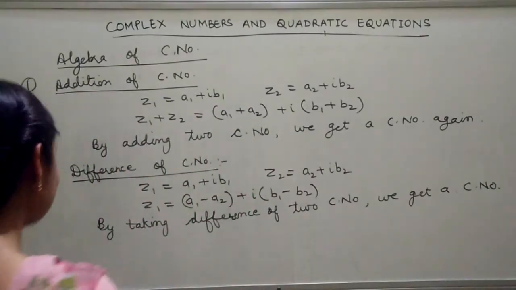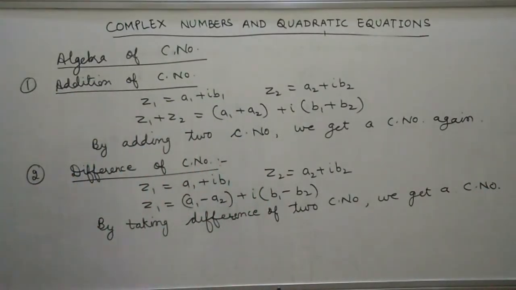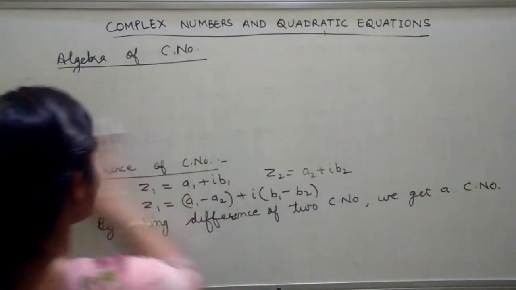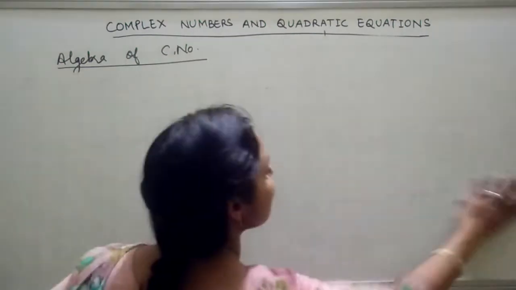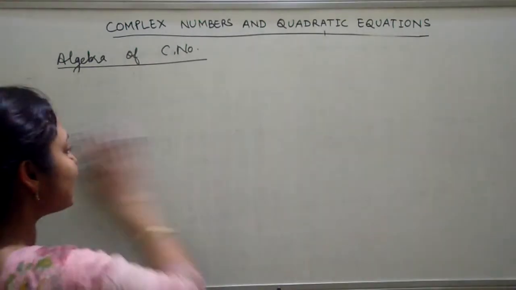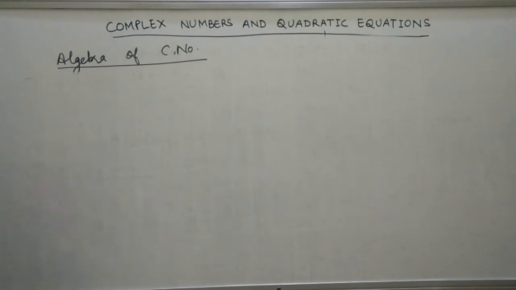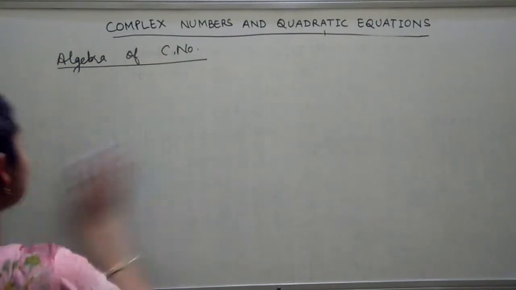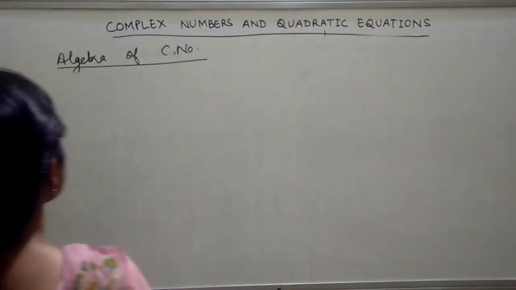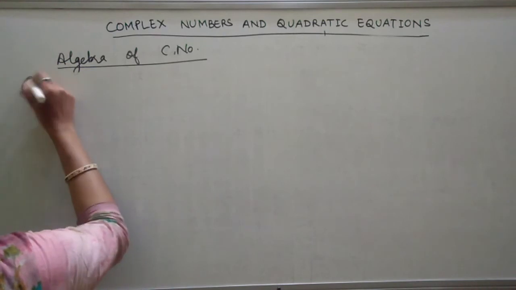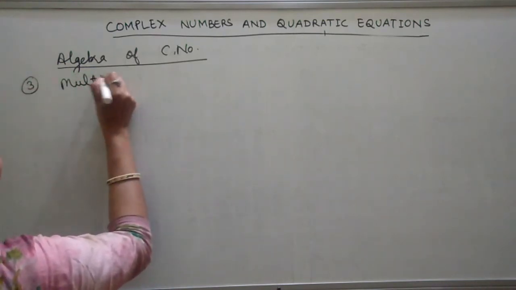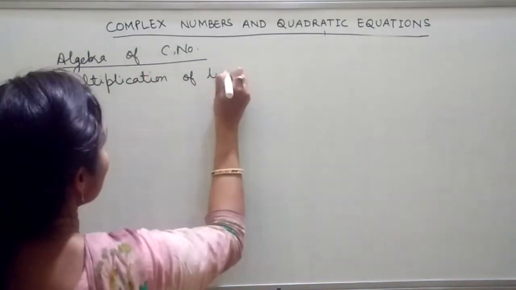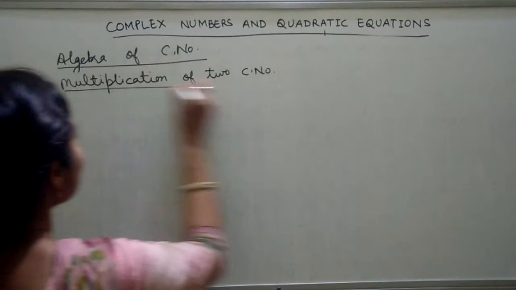Okay, now come to the third and fourth operations, that is multiplication and division. How to multiply and how to divide. Addition and subtraction are very easy algebraic operations, but multiplication and division are a little bit different from these two. How to multiply, how to divide two complex numbers. First of all, third is multiplication of two complex numbers.